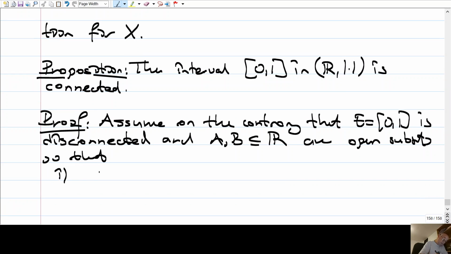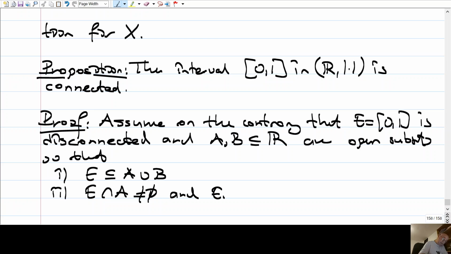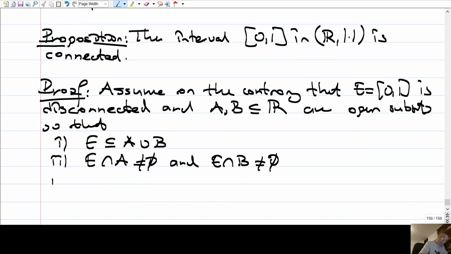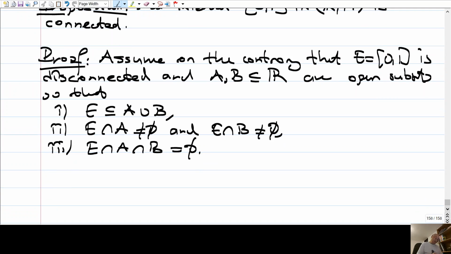What are those? E should be a subset of A union B. The intersection of E with A would be non-empty. The intersection of E with B would be non-empty, and the intersection of the three of them would be empty. All right. Well, how will we proceed?